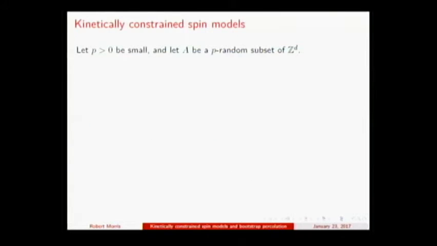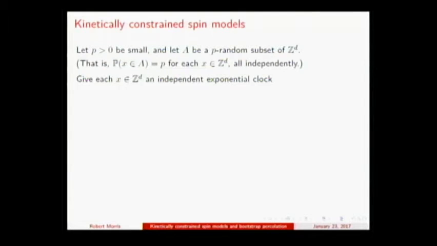Right, so first, what is a kinetically constrained spin model? In the setting we'll be interested in, we have a small constant p, and we're going to take a p-random subset of the lattice Z^d. What does that mean? That just means we choose each element independently with probability p. Okay? And then this set is going to evolve over time.